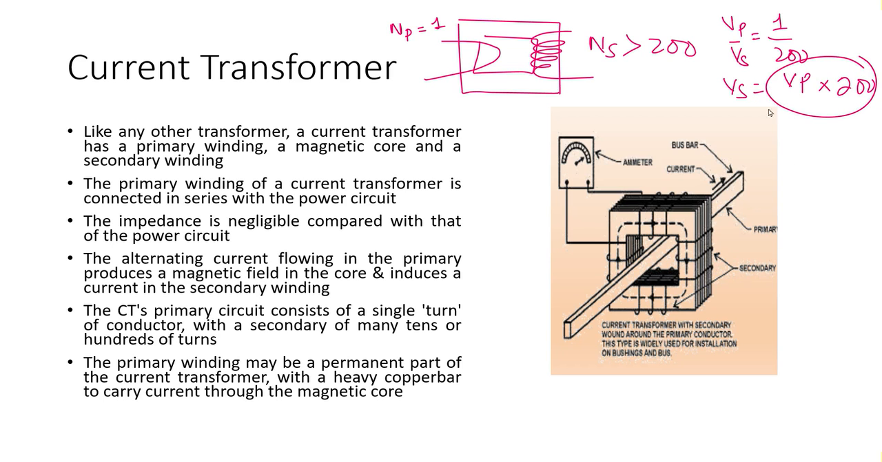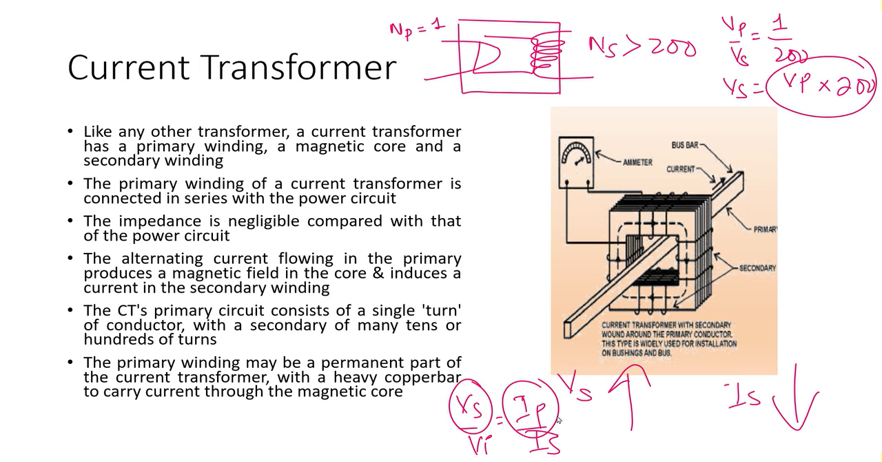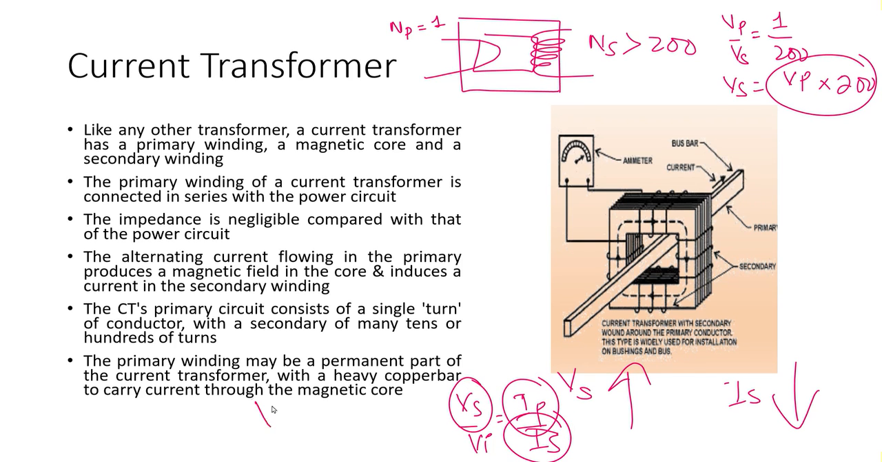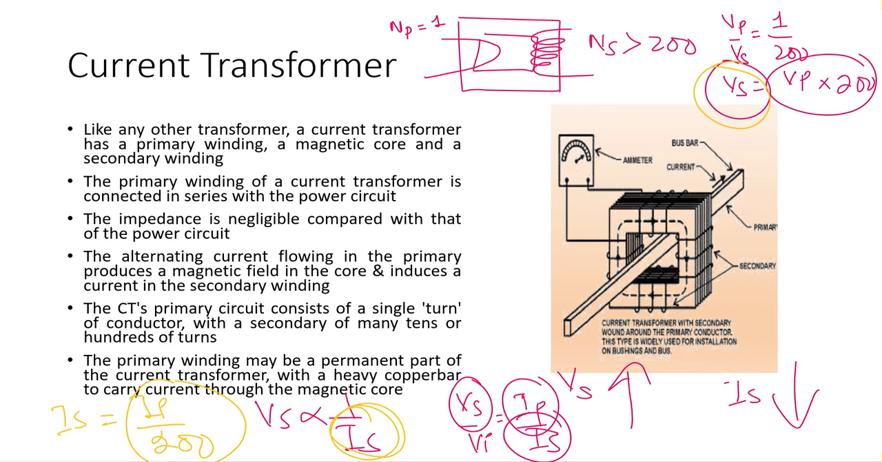This means that if the Vs goes up, then Is will go down, because the equation says that Vs by Vp is equal to Ip by Is. So if this thing goes up, this will go up. So Vs will make Ip go higher, so it will make Is go lower. So Vs is inversely proportional to Is. So if V secondary is high, I secondary would be low. It will be equal to Ip divided by 200. So this current would be reduced by 200 times.